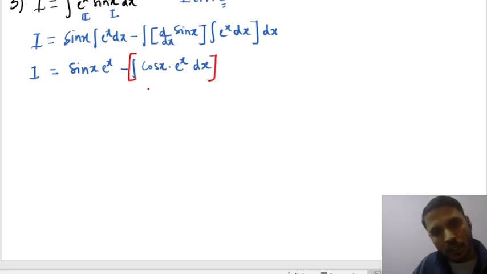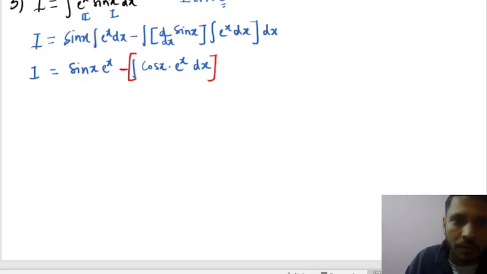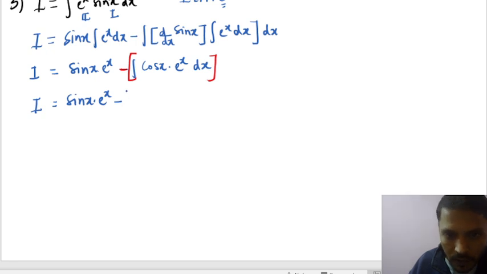So I'm putting it in the bracket because before that a minus sign is there, right? So I'm going to solve that part again. Here I will be equal to what? The first term as it is, we are writing sin x e to the power x as it is. But inside this bracket, what is our first function? According to the ILATE rule, cos is first and e to the power x is the second function. That means first is cos.